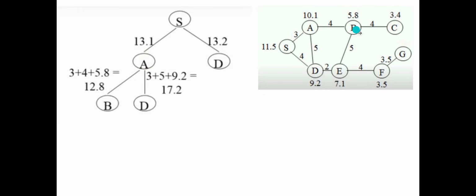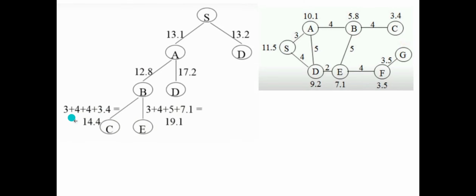From node B, we can move either to node E or to node C. We calculate the g(n) along the path plus the heuristic value of C, which is 3.4, and we get 14.4 as the cost. Then for E, we add the g(n) along the path plus the heuristic value of E, which is 7.1, and that gives a cost of 19.1. When you compare all these costs, D is the minimal one. So our path should be from S to D, and then on to the further nodes.